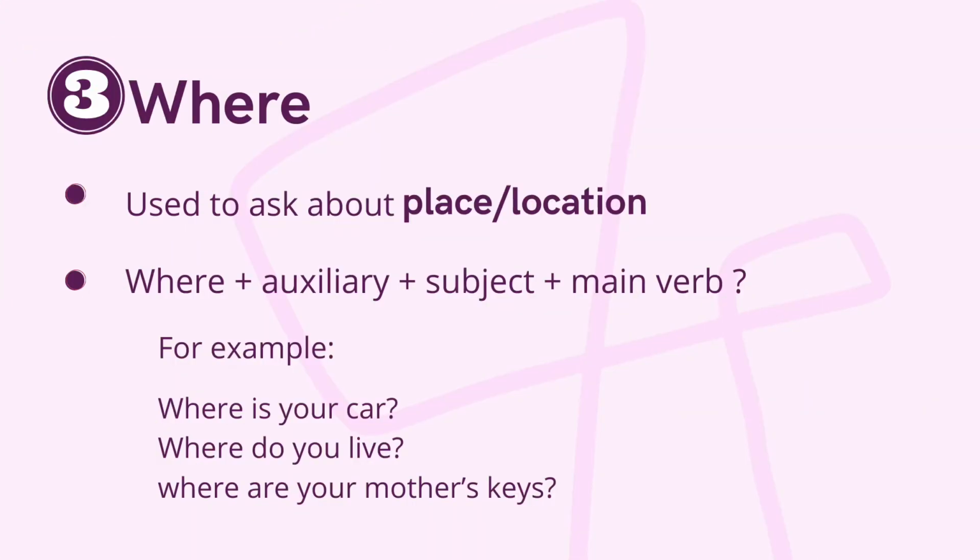Alright, let's move on to our third WH word, which is where. When someone's question starts with where, they want to ask about the location or a place. It has the exact form that we just learned. For an example, we have where is your car? Where do you live? Where are your mother's keys? As you can see, all of these questions have the exact form that we just learned.